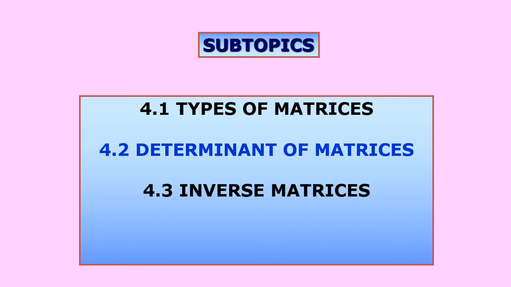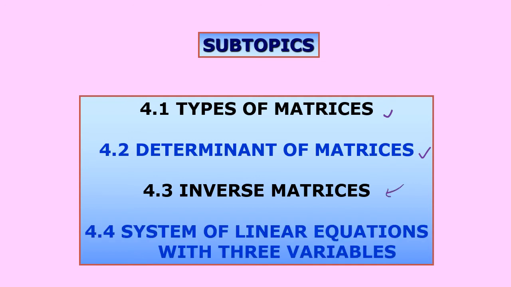And the third one is the inverse of matrices, which you will use all your knowledge from 4.1 and 4.2 to get. And the last one is the system of linear equations with 3 variables. So we mostly will deal with 3 by 3 matrices for our levels.